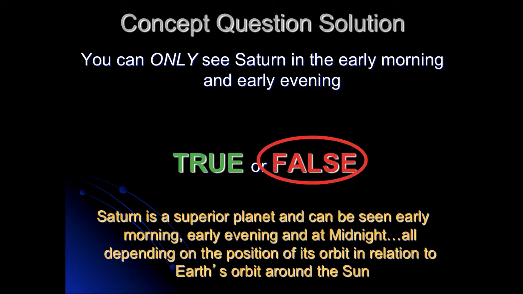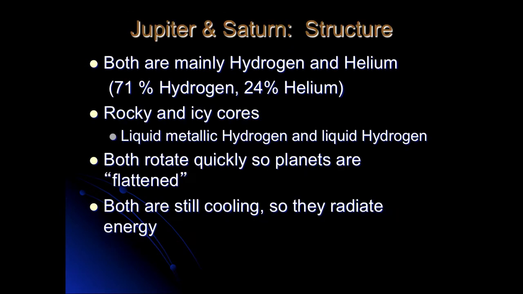So the superior planets can be seen early in the morning, early in the evening, and all through the night, depending on the position of its orbit in relation to Earth's orbit around the sun. It's Mercury and Venus that you can only see in the early morning and early evening.